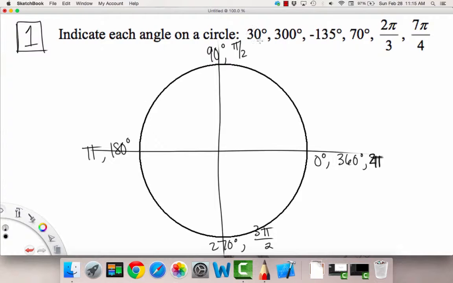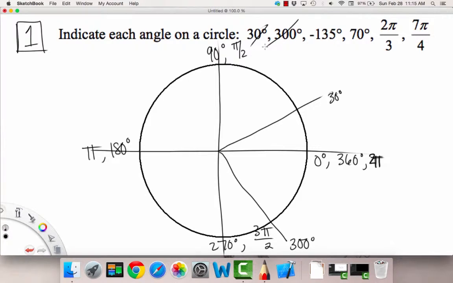The first angle they give us is 30 degrees. We notice that 30 degrees is a third of 90 degrees, so it should be about a third of this quarter. So we would draw our 30 degrees around here. Okay, so we got 30 degrees out of the way. How about 300 degrees? That's 30 degrees more than 270. So we're going to draw about a third past 270. So this is going to be our 300 degrees.